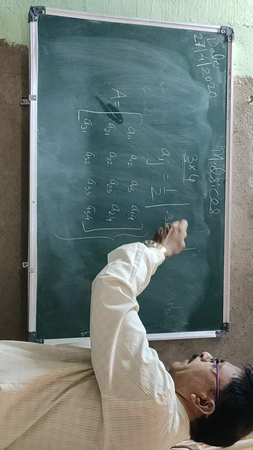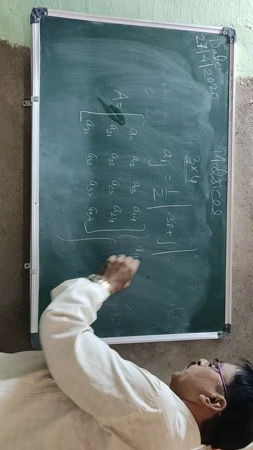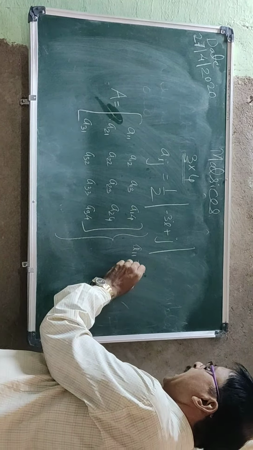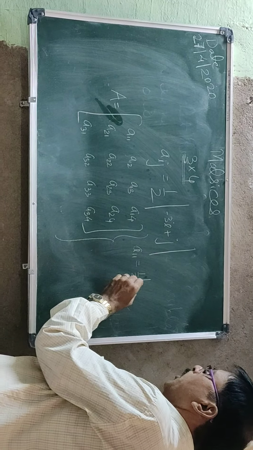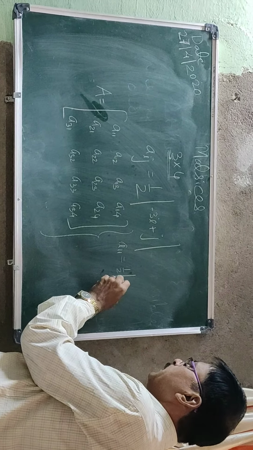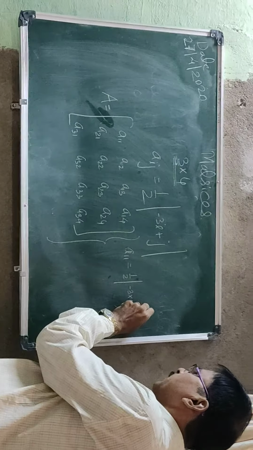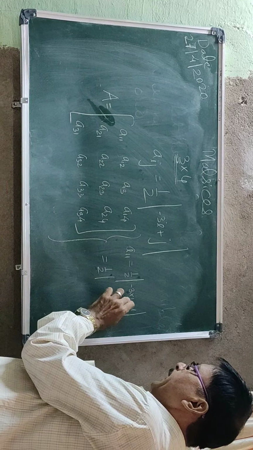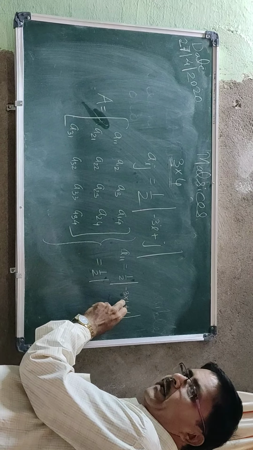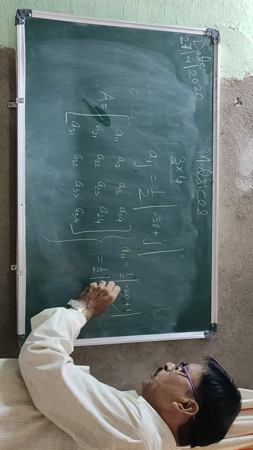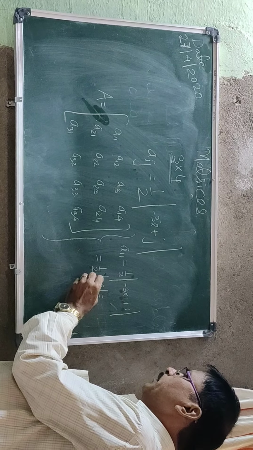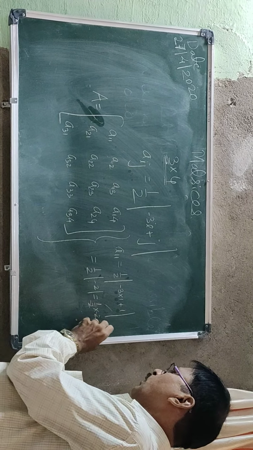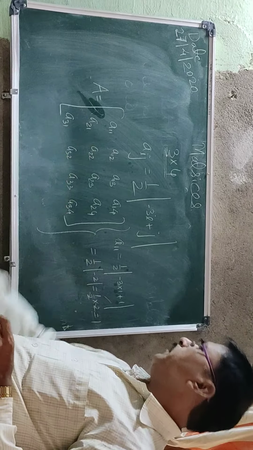a_ij is equal to half of the mod of minus 3i plus j. So a11: i and j are both equal to 1. So half into the mod of minus 3 into 1 plus 1, that is half into minus 3 plus 1. Minus 3 into 1 means minus 3, plus 1 means minus 2. So the mod of this is 2, half into 2, so this will be 1. So a11 is 1.